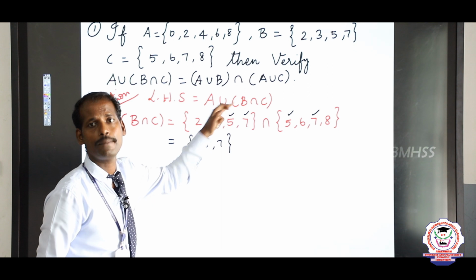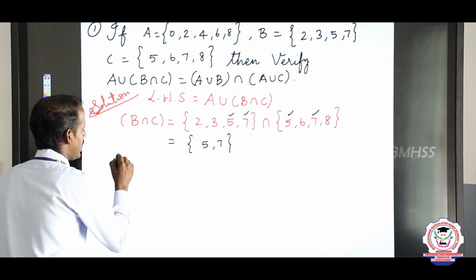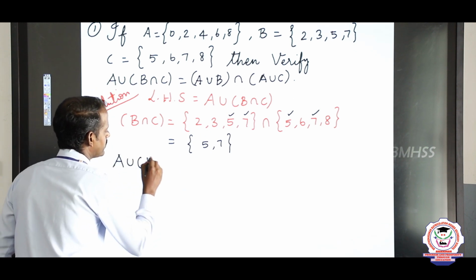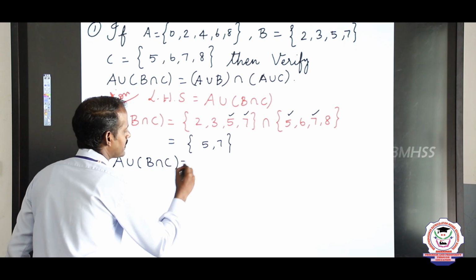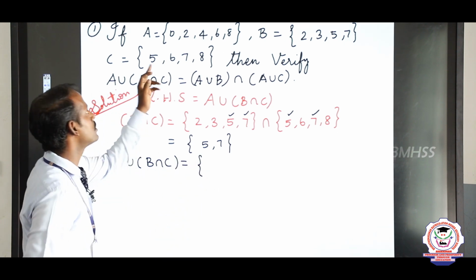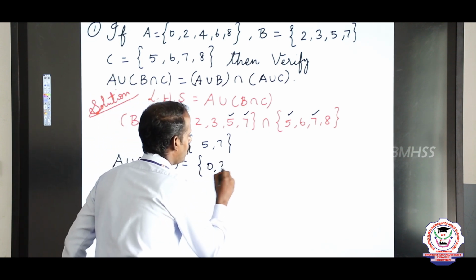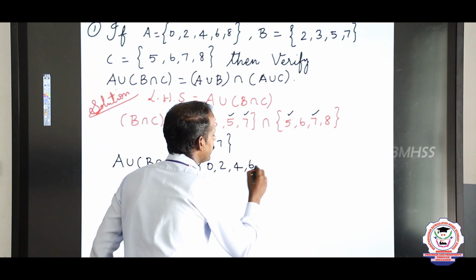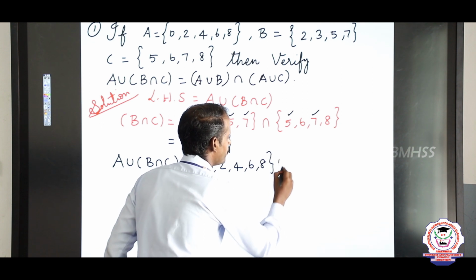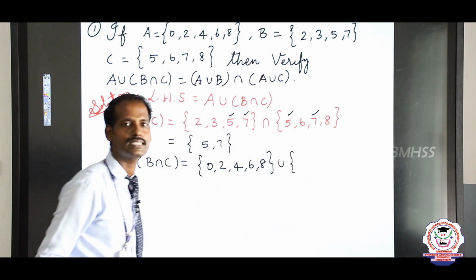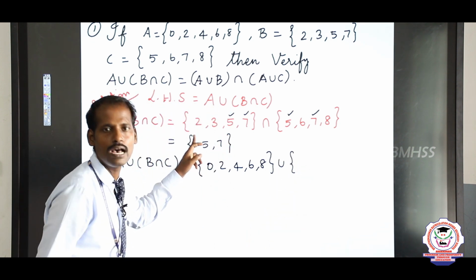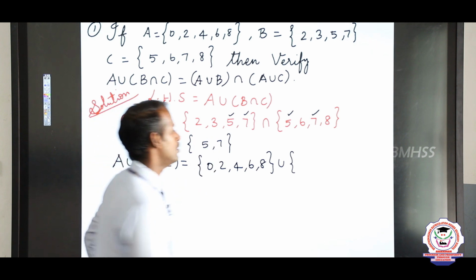A union B intersection C. What is the A set? The A set is 0, 2, 4, 6, 8. We have to write 0, 2, 4, 6, 8. Then union. What is B intersection C? B intersection C is 5 and 7.